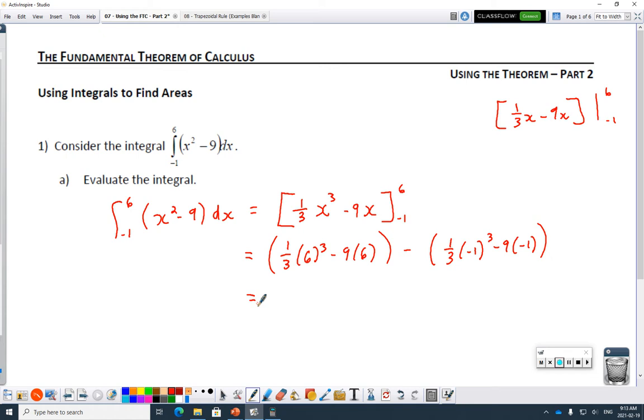So 6 cubed is 6 times 6 is 36, times 6 is 216, divided by 3. Oh, that's 72. 9 times 6 is 54. Okay, I'm well on my way to handling this. And then this one's like a negative 1/3 plus 9. Oh, that's awkward. Okay, so 18 minus 8 2/3.